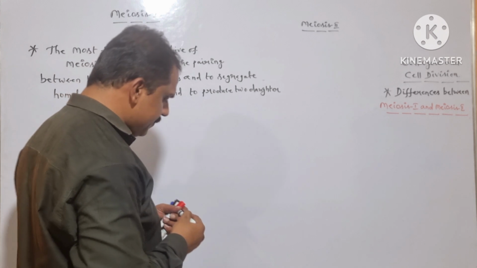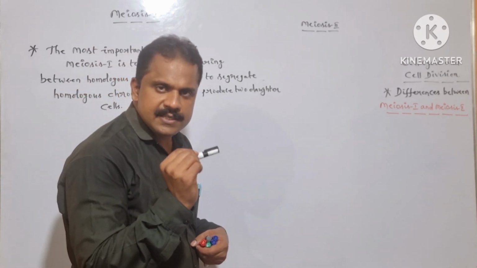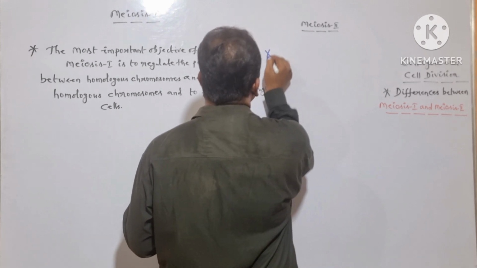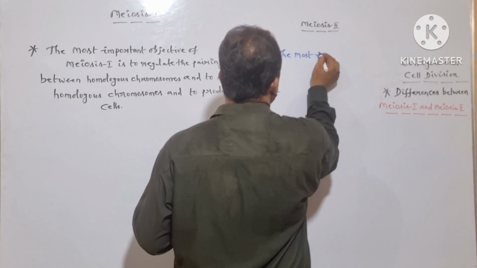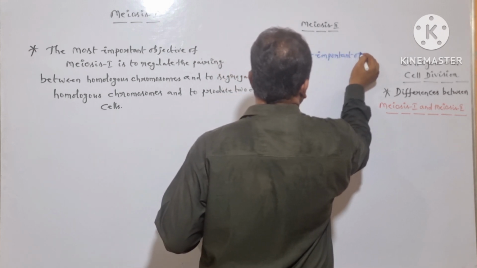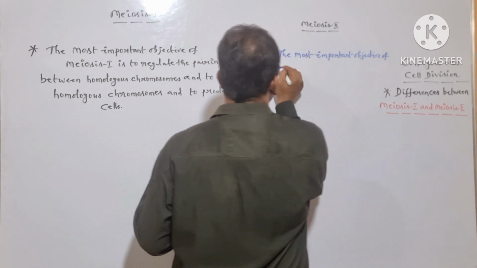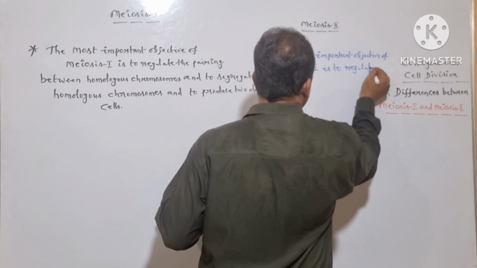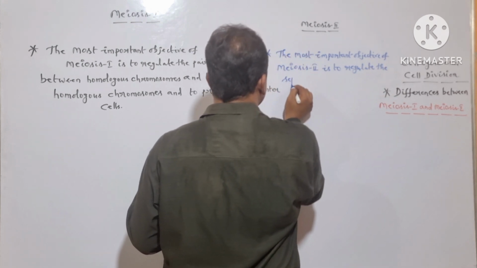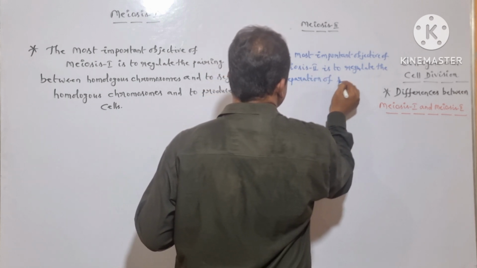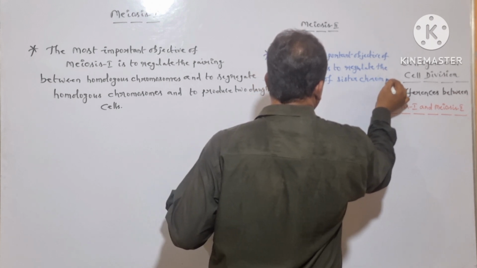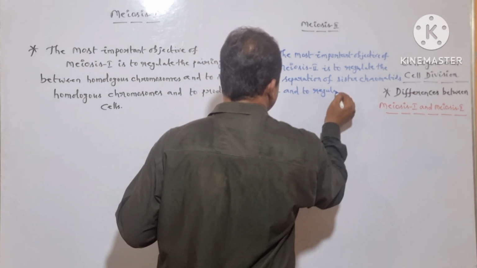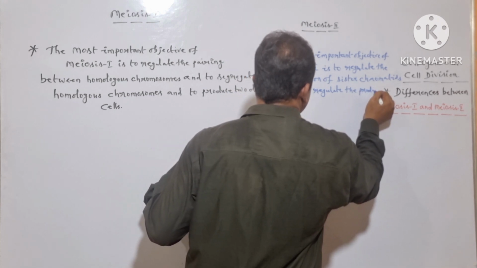But whereas the most important objective of Meiosis-2 is to regulate the separation of sister chromatids and to regulate the production of four haploid daughter cells. So let me write it here. The most important objective of Meiosis-2 is to regulate the separation of sister chromatids and to regulate the production of four haploid daughter cells.